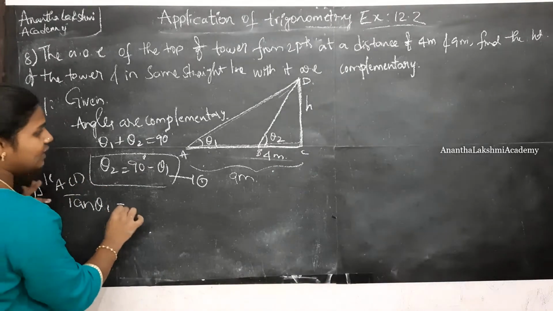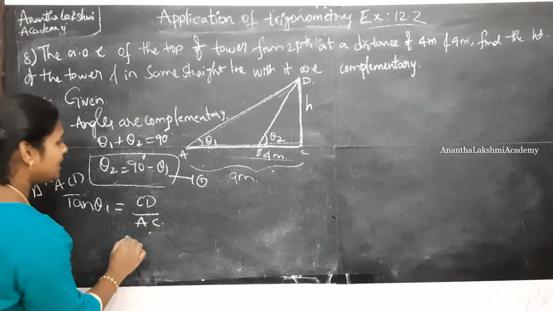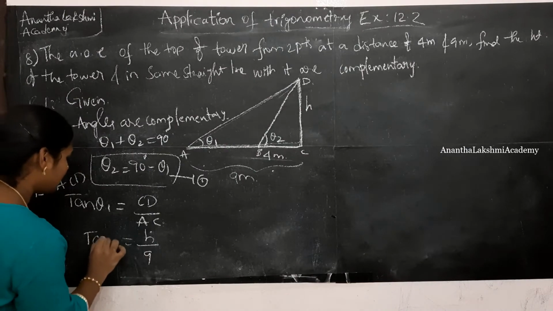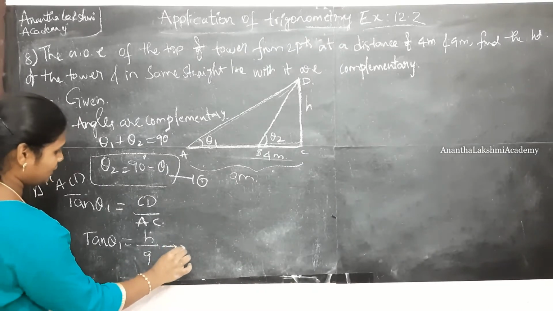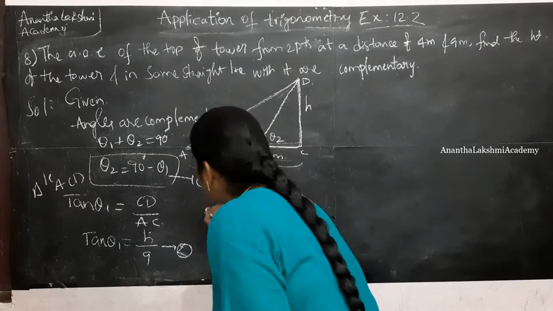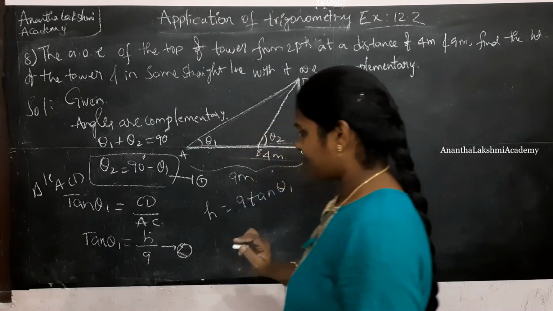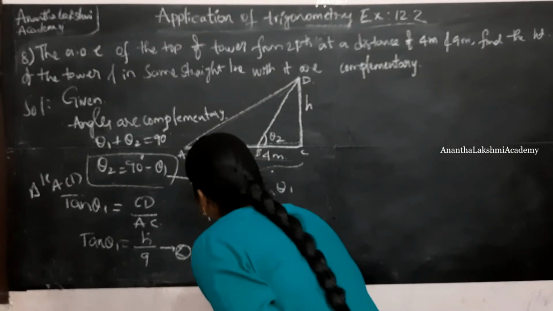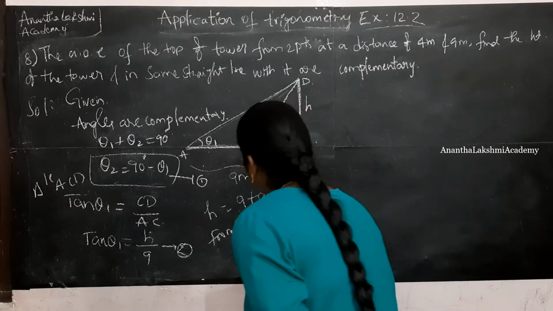ACD, tan theta 1 is equal to CD by AC. What is CD? H. AC is nothing but 9 meters. So tan theta 1 is equal to H by 9. Let us assume this as equation 2. And if I simplify, I get H is equal to 9 tan theta 1. Okay, this is what it becomes. Now, from triangle BCD.